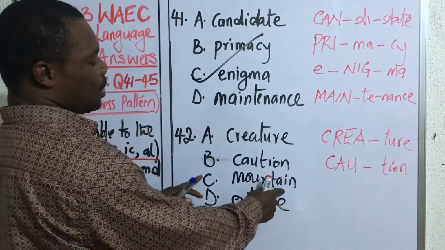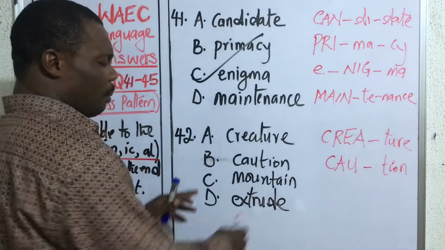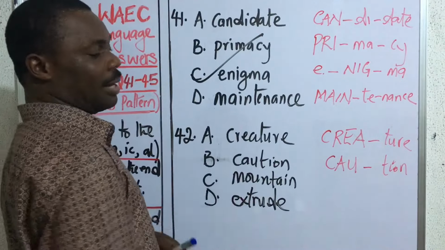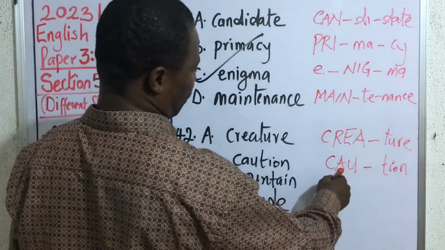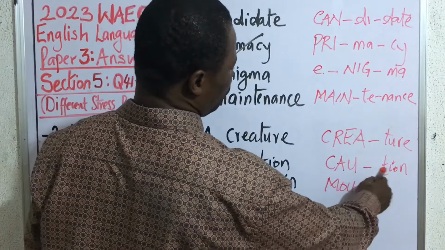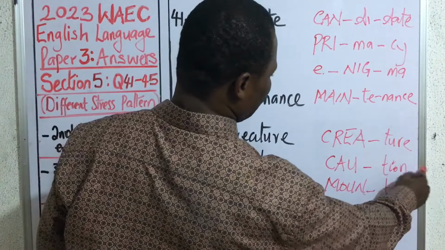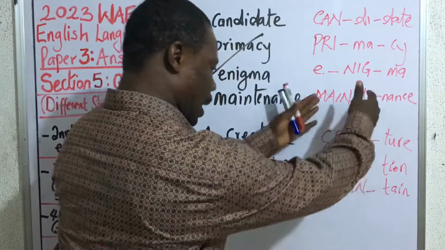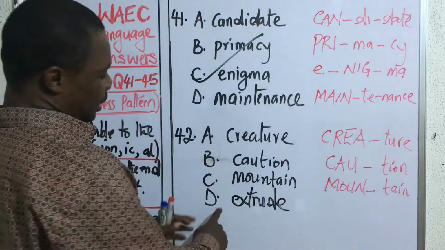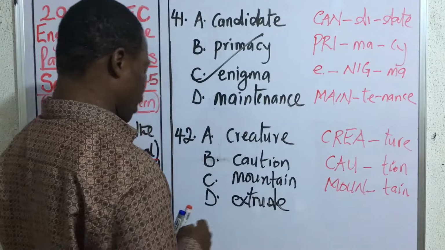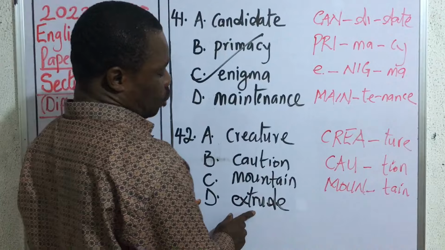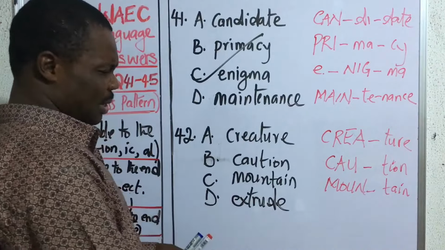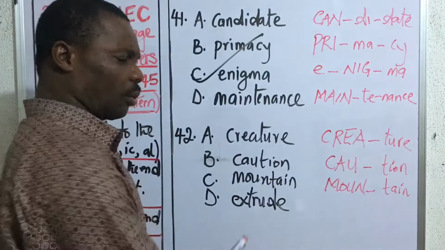Option C, mountain. For mountain, is it a noun, an adjective or a verb? It's a noun, the name of something. So you stress the first syllable. Without being told, you can easily convince yourself that the last option is going to be the answer, because A, B, and C all have their stress on the first syllable. So let's consider the option and confirm. Option D, extrude. Is extrude a noun or a verb? Of course, it is an action. Extrude, something to flush out.